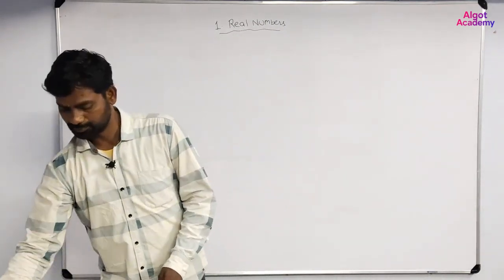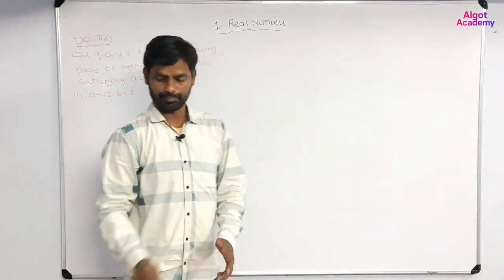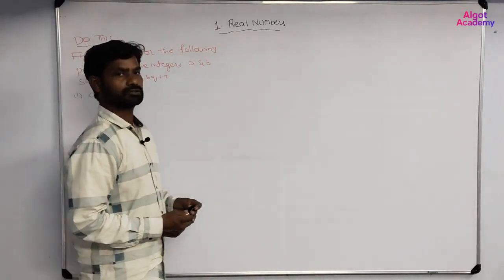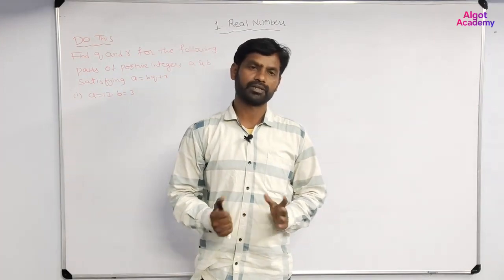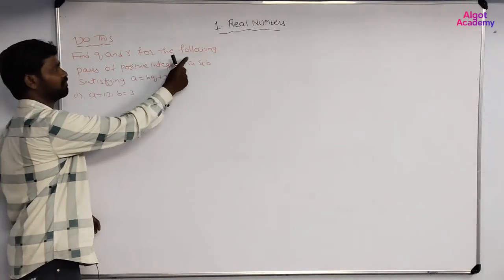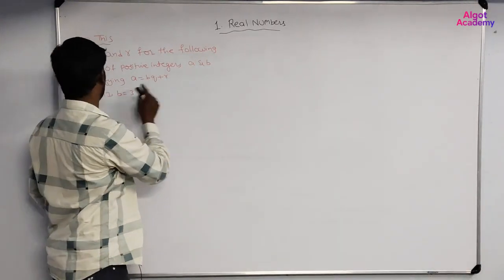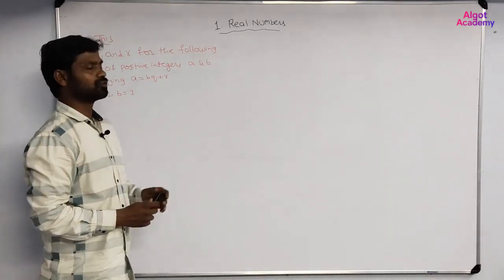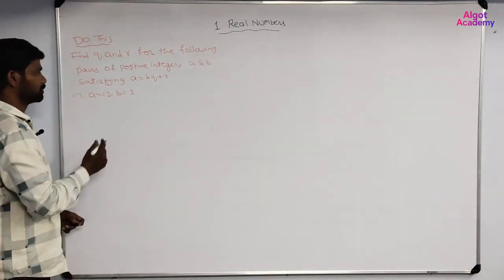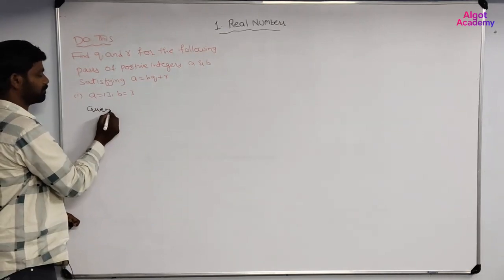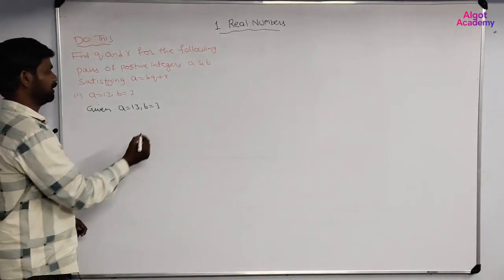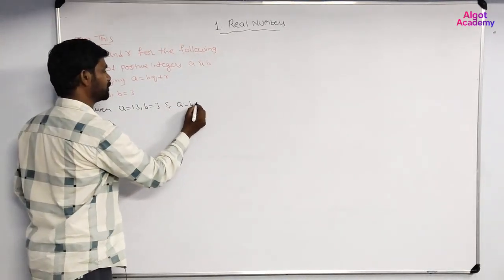Students, look at the questions. Let us solve the questions of 10th class, first chapter, real numbers. Find q and r for the following pairs of positive integers a and b satisfying a is equal to bq plus r. In the first question, a is equal to 13 and b is equal to 3. So given a is equal to 13 and b is equal to 3, and the condition is a is equal to bq plus r.